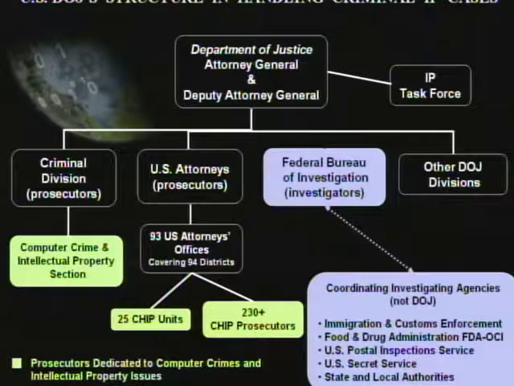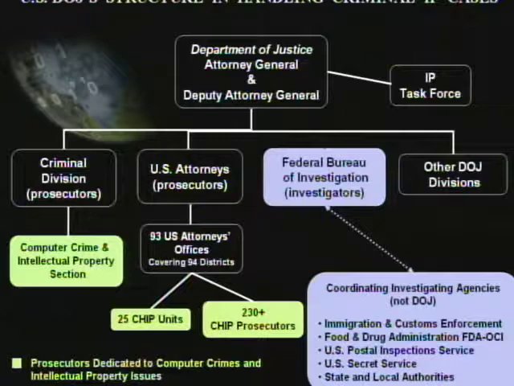Basically, the way the structure of the Department of Justice is set up in terms of intellectual property crimes is this flow chart that you're looking at right here. At the top, obviously, is the Attorney General and the Deputy Attorney General. But specifically, when we're talking about intellectual property crimes, the yellow sections are the people who are going to be handling that as the line assistant prosecutors, the people you're going to be dealing with when you refer a case to the Department of Justice.